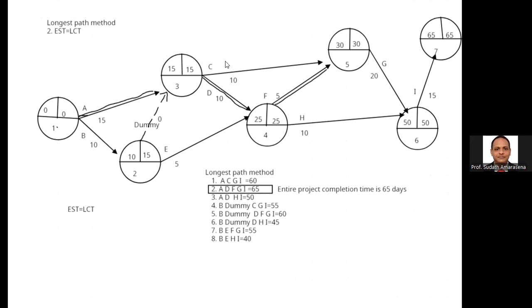Then how did we get event number 6 as 50? Via H, we get 35. We get 50 via G. Then G is critical. Then finally, I is critical.